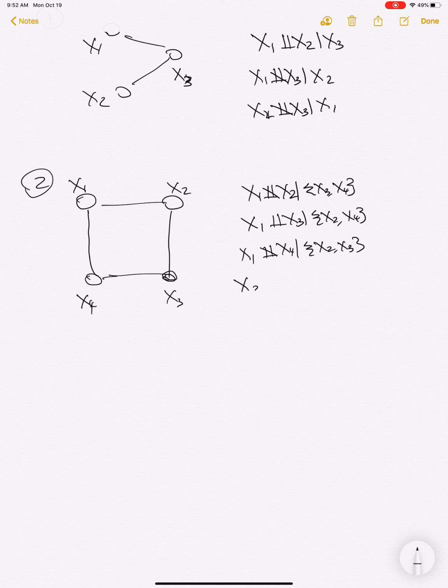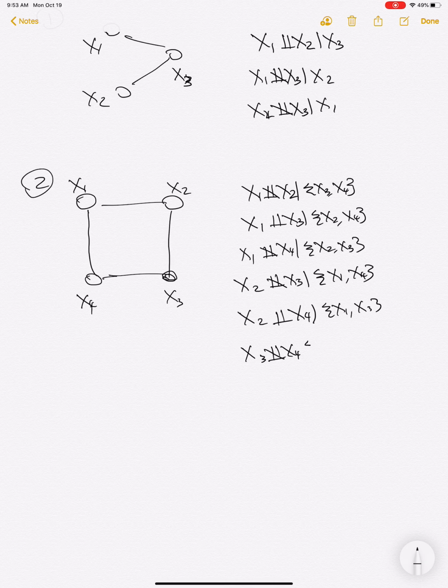And then we have x2 is dependent on x3 given the neighbors, which are again going to be x1 and x4. And then x2 is independent now of x4 given the neighbors, which are again going to be everything else, which is x1, x3. And then you're going to have that x3 is dependent on x4 given the neighbors, which are again going to be x1 and x2. Okay.